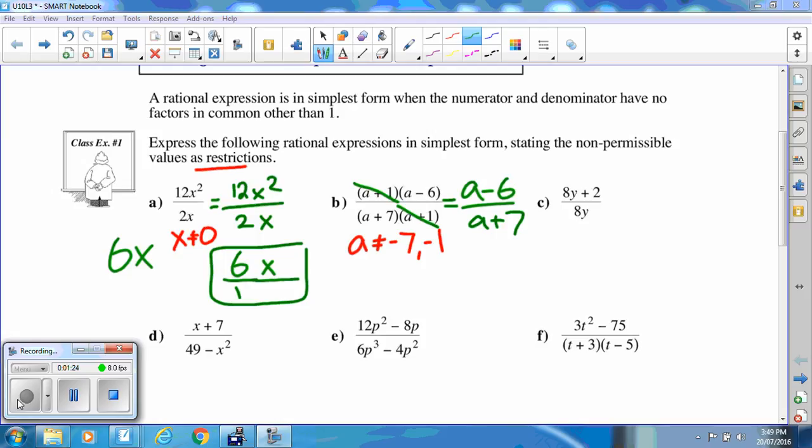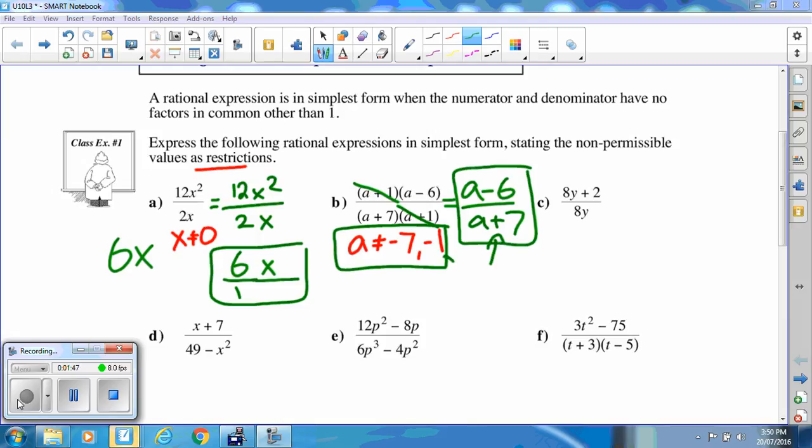Now, the restrictions, the non-permissibles, stay with the equation even after they've been canceled. It's the math version of what happens in Vegas stays in Vegas. So once we've created this thing, it still has two non-permissibles, even though we can only see the -7 one here. The -1 non-permissibility stays with it.